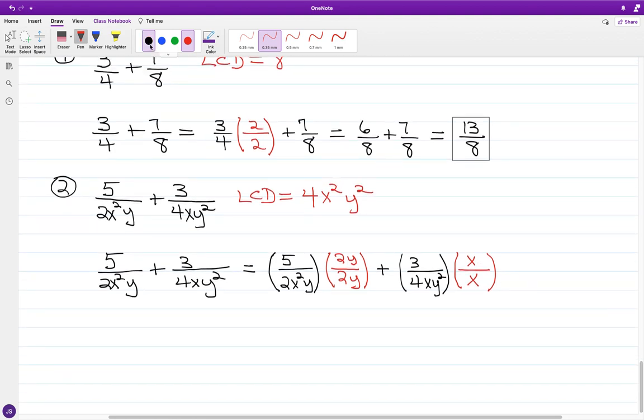So in following through, you have 5 times 2y becomes 10y, all over 4x squared y squared. And then we have plus 3x, which will also be over 4x squared y squared.